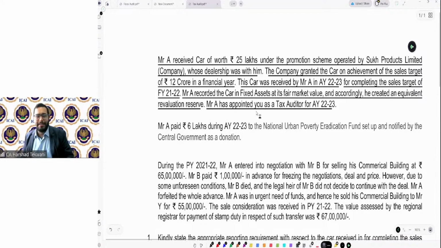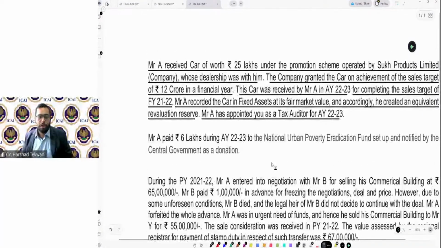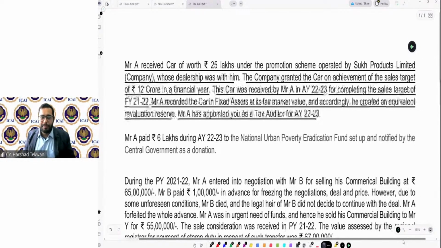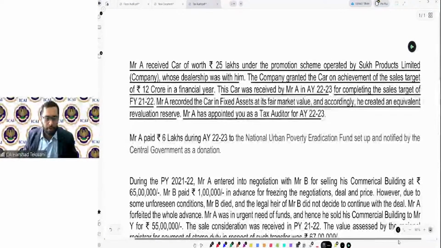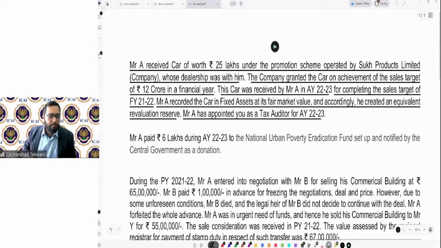Mr. A has appointed you as a tax auditor. You need to guide Mr. A with respect to the reporting requirement, whether this transaction will be reported in Form 3CD or not. How will this transaction be reported in Form 3CD? You need to provide this detail. How will you report this?